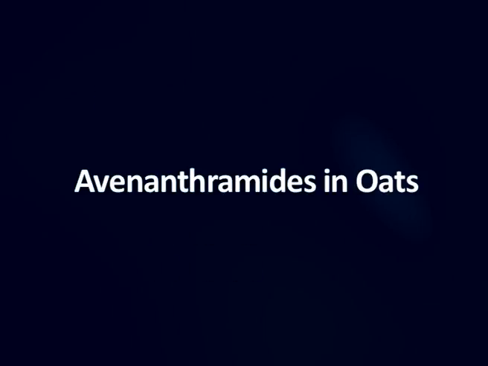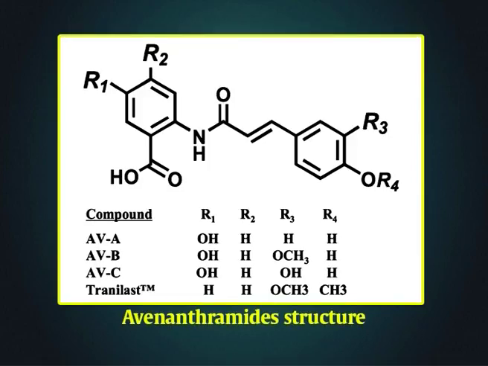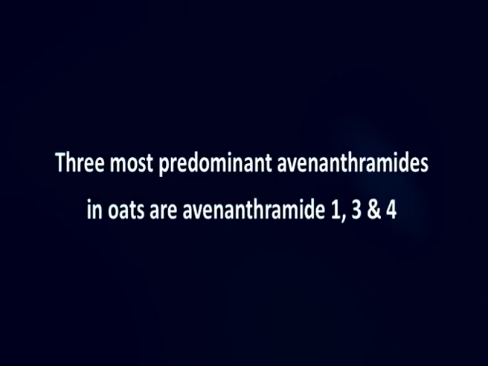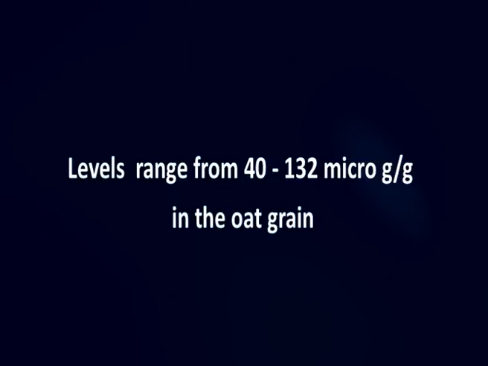Avenanthramide in oats. Avenanthramides are phenolic compounds and consist of anthranilic and hydroxyanthranilic acid linked to one of several hydroxycinnamic acids through an amide bond. Oats is the only source of avenanthramides. The three most predominant avenanthramides in oats are avenanthramide 1, 3 and 4. Its levels range from 40 to 132 microgram per gram in the oat grain. It is heat stable during processing.